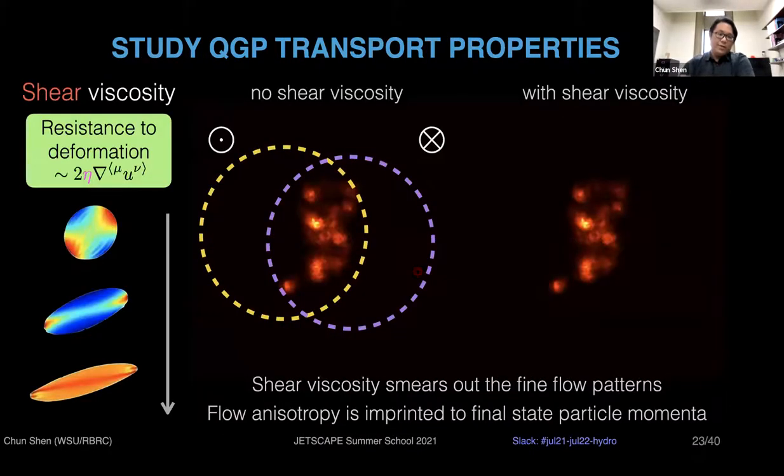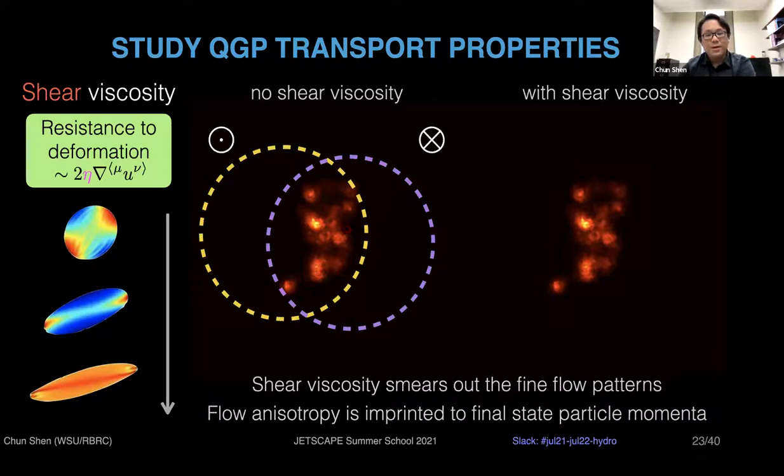So let me take a few slides to discuss the effects of viscosities in these hydrodynamic simulations. One of the important transport coefficients of QGP that we want to quantify is the shear viscosity. The shear viscosity acts as a resistance to the deformation of the system, because it comes with these gradients in different directions of flow velocity with a different structure here. So if the system wants to deform into a different shape, the shear viscosity tries to stop it.